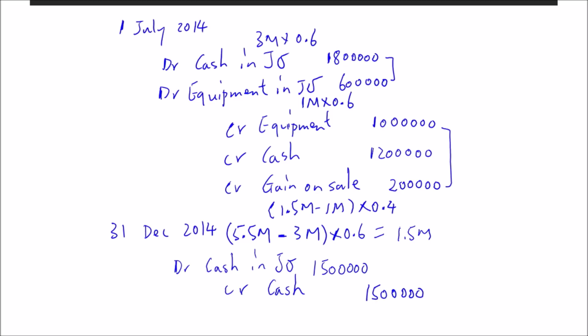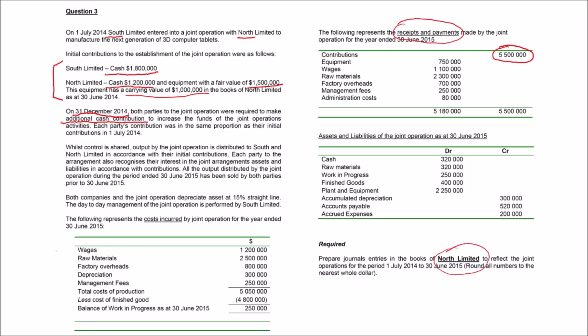So that will be all the contribution journal. After that, the second thing we need to do is the year-end allocation. Again, we go back to the original question. Think about that. We got 3 different tables in this particular question.